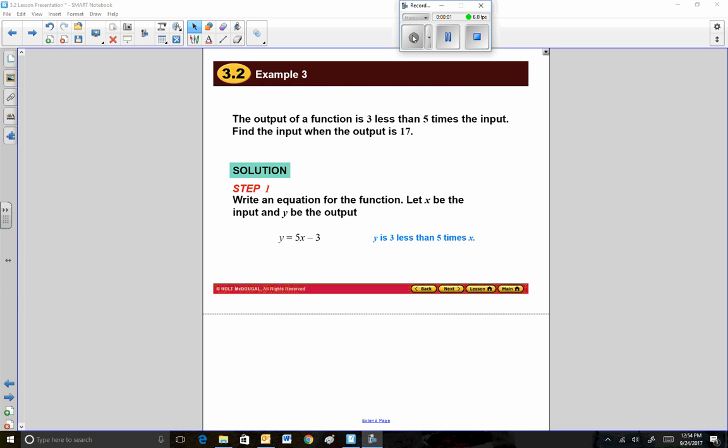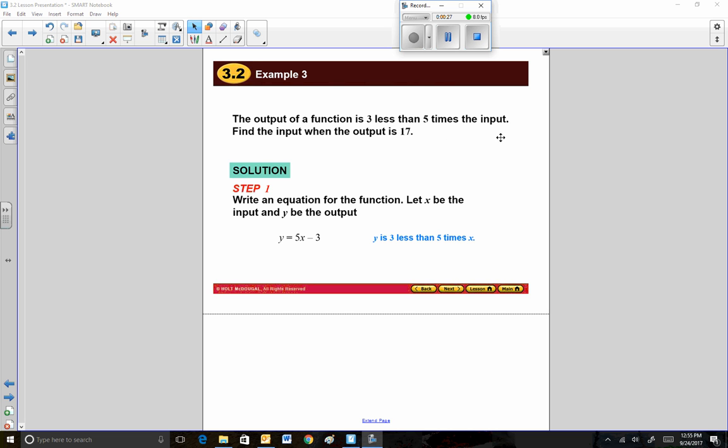We have some more examples of how to interpret written words into a math problem. So let's take a look at this. The output of a function is 3 less than... We always put a minus 3 at the end of the sentence. See this minus 3? That's what you'd always do for "3 less than." As soon as I see that, I know to put minus 3 at the end of my sentence. 5 times the input.